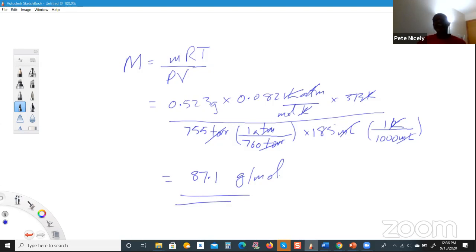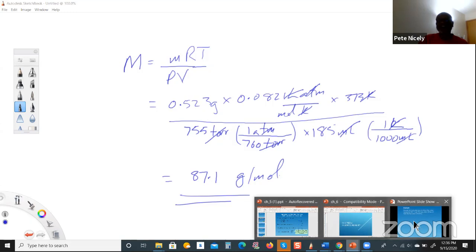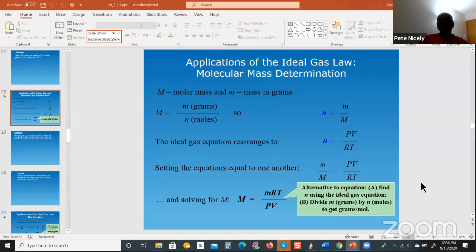All right, so that's basically how that is done. Any questions about this example? Any questions? I don't think so. No. Okay, well, let's move along to discuss another equation.